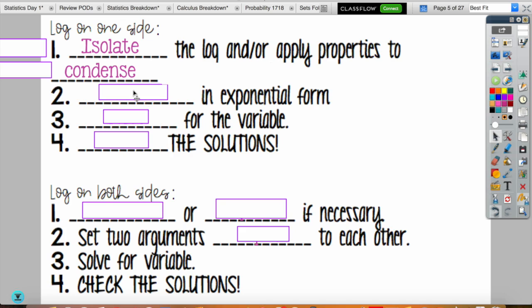So the next thing after you've isolated the log is you want to rewrite it in exponential form. Don't give me the big eyes. You know how to convert from logarithmic form to exponential form. You just did it and you do now. Okay? So that's the second step. After you've done that, then you just need to solve from there. Okay? And you guys know how to solve an exponential equation. We've done that. We did that before we started logs.